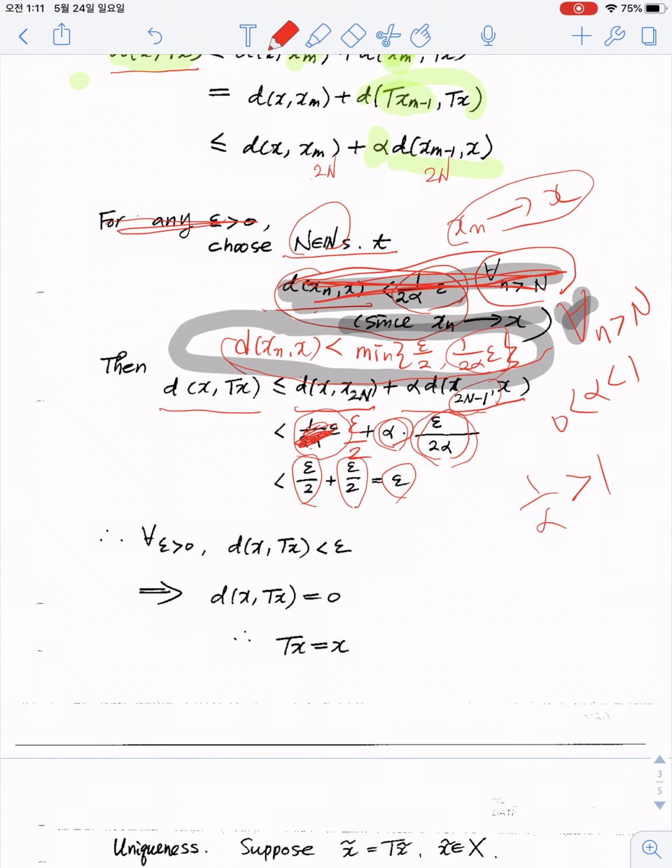So then for every epsilon, the distance between x and Tx is less than epsilon. So this implies the distance between these two is 0. So that means Tx equals x. So this implies x is a fixed point. Okay.